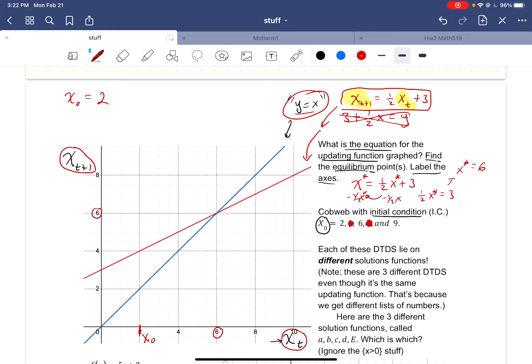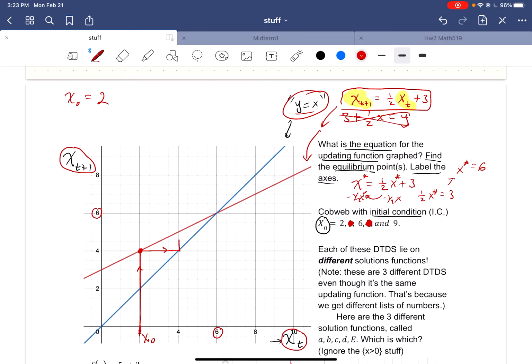This is my x sub 0. With cobwebbing, I will travel vertically to the updating function. And so I traveled this way. Then I will travel horizontally to the line y equals x, or what's really the equilibrium line. And then I just repeat that.